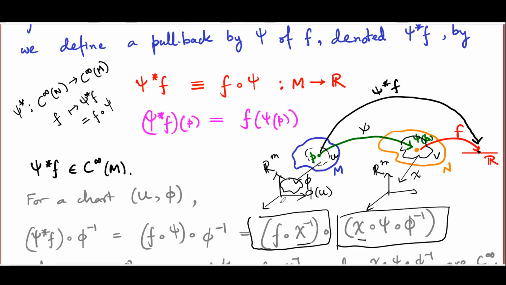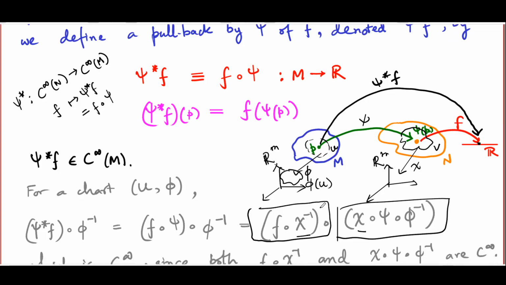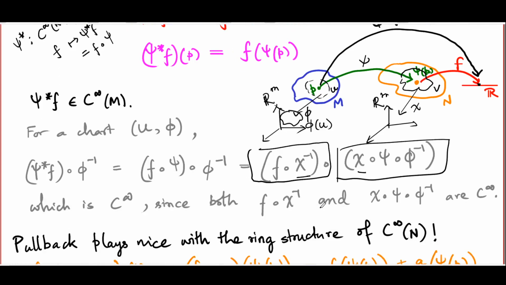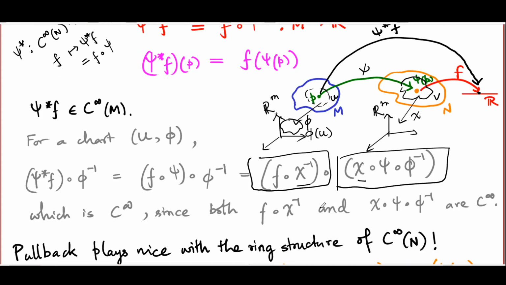And similarly, the smoothness of the map psi between M and N, as we defined a while ago, depended on the fact that chi composite psi composite phi inverse, for all charts (V, chi) on N and (U, phi) on M, must be a smooth function. So this result is a composition of two C infinity functions on subsets of real number tuples, and therefore, being a composition of two smooth functions, the resulting thing is a smooth function. So this completes our proof that the pullback function is really a member of C infinity of M.